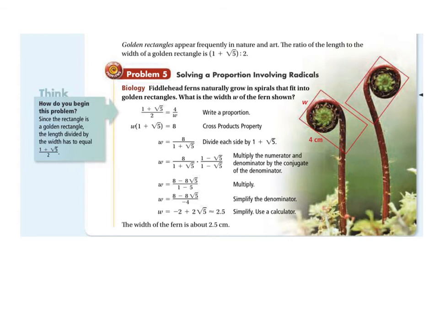Alrighty, so on this last one here, this is one of those contrived, real-world type things. Anyway, let's explain what's really going on here. First off, you have the golden rectangle. And it says that the golden rectangle has a ratio of length to width of this. So it's really a fraction.